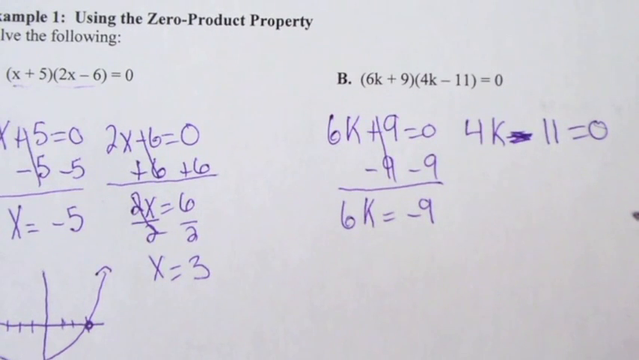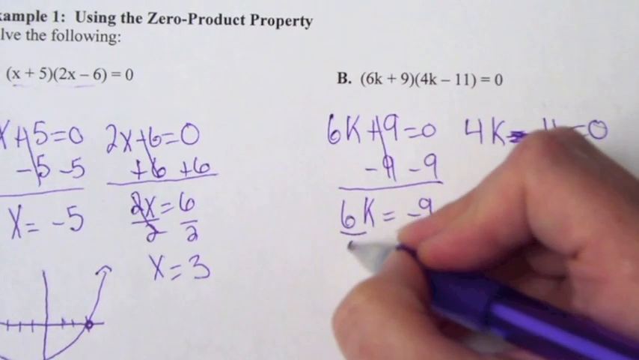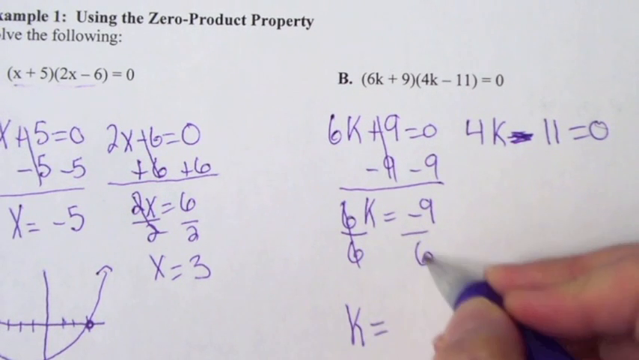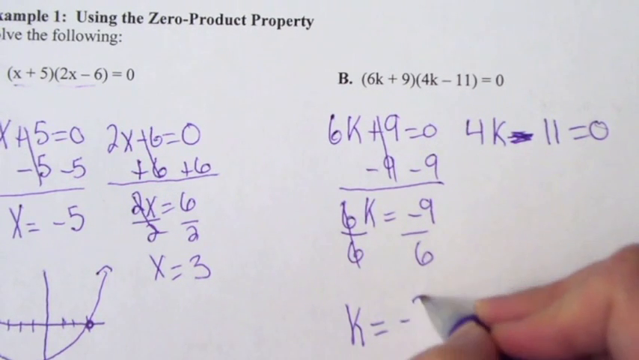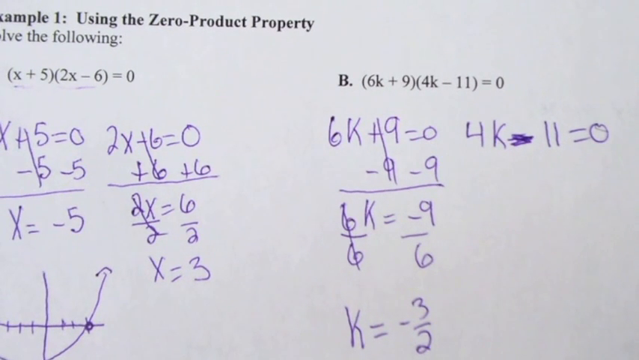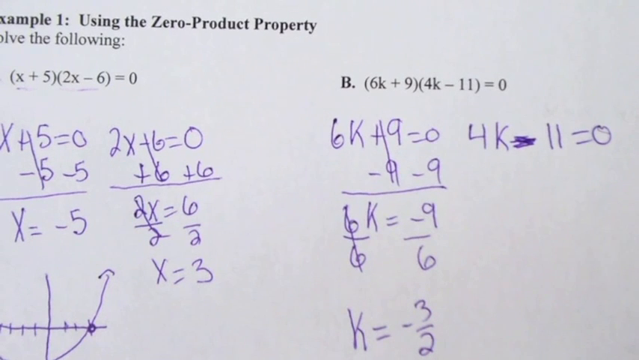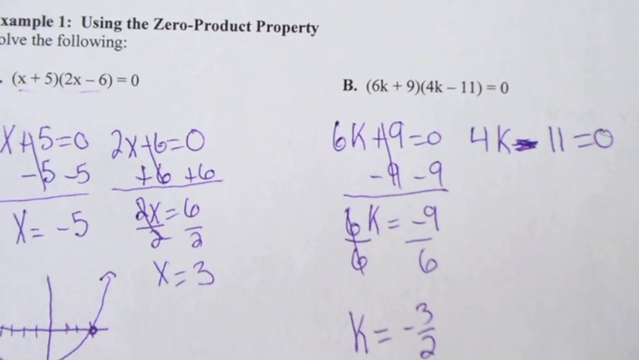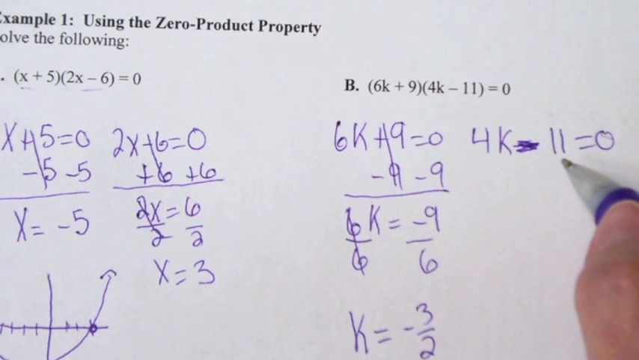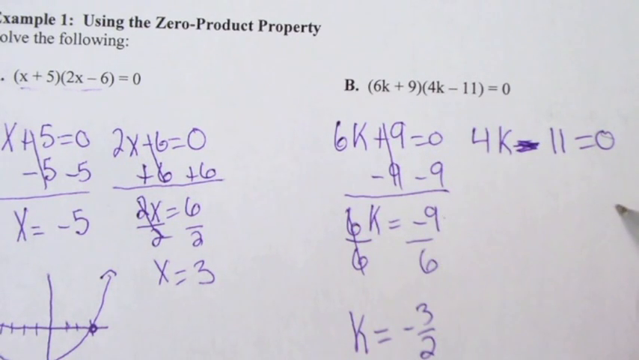Now, we are going to have some fractions. But guess what? On the end of course exam, you're also going to have fractions. So you can't be afraid of them. We get k = -3/2. Remember how solving equations, I asked you to leave those in fraction form? Our answer is -3/2, because I reduced 9 over 6.